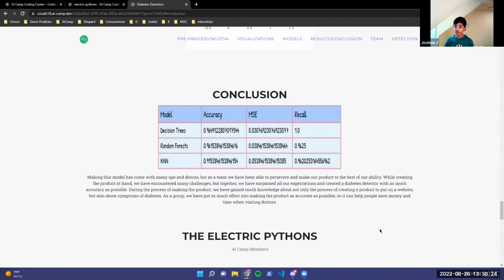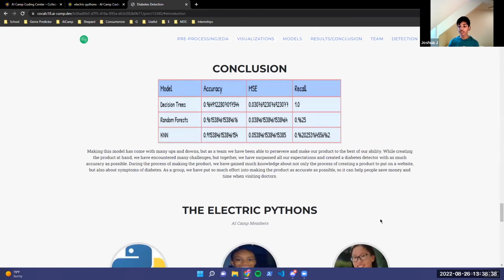This table shows the results of our 3 machine learning models. Decision trees, our best one, random forests, our second one, and KNN, our third best model. Making this model had its challenges and opportunities, but with collaboration and perseverance, we were able to make use of the opportunities and disregard the challenges.